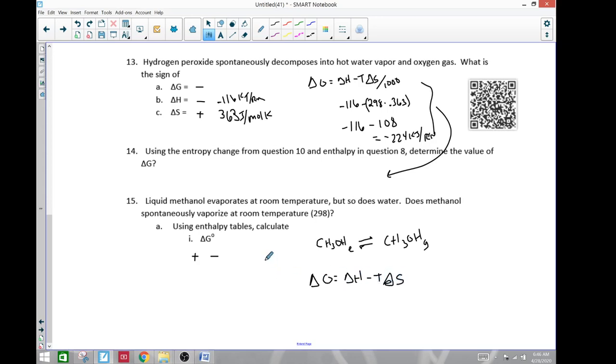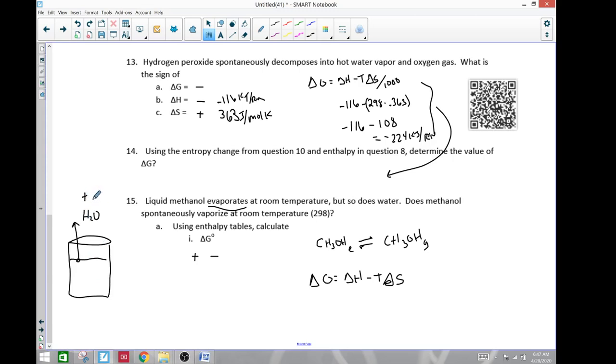Okay. Now it says liquid methanol evaporates at room temperature, but so does water. Does methanol spontaneously vaporize at room temperature? Now evaporation is a little bit different phenomenon, where we simply have a beaker of water and individual small particles just have enough energy to escape the surface. This is not vaporizing. So the delta G at room temperature for this process for boiling water would still not be negative. It's going to be positive.